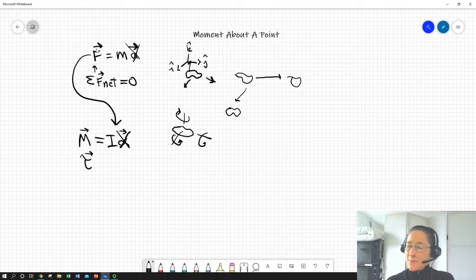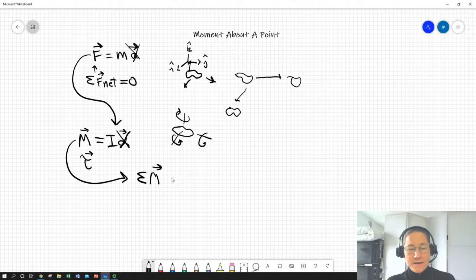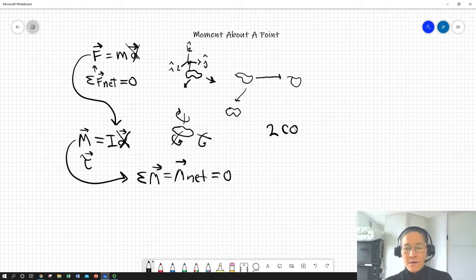So just like we had to make the sum of the forces zero, we have to make sure that the sum of the moments, moment net, equals zero. So that brings about two conditions of equilibrium for a rigid body as opposed to a point.